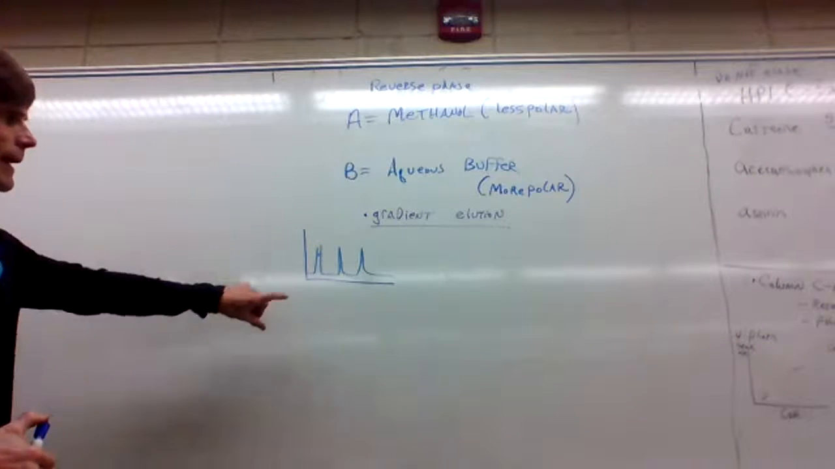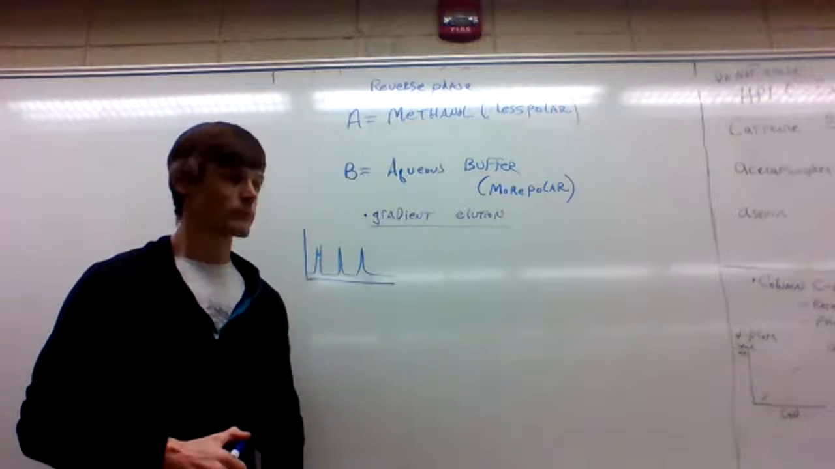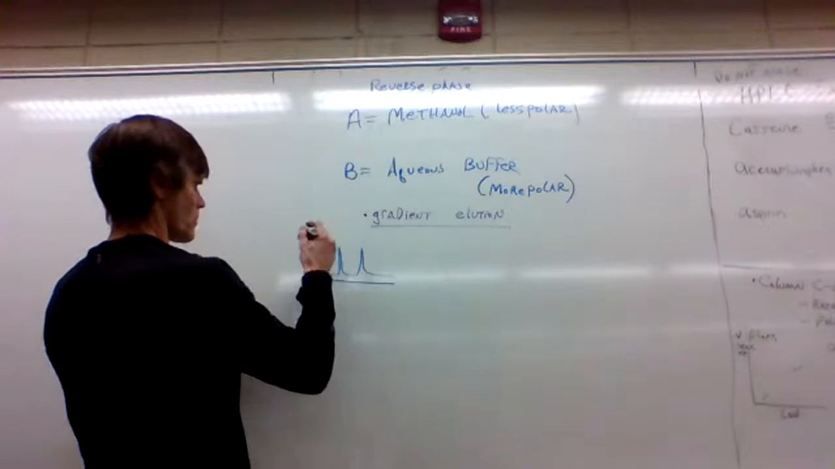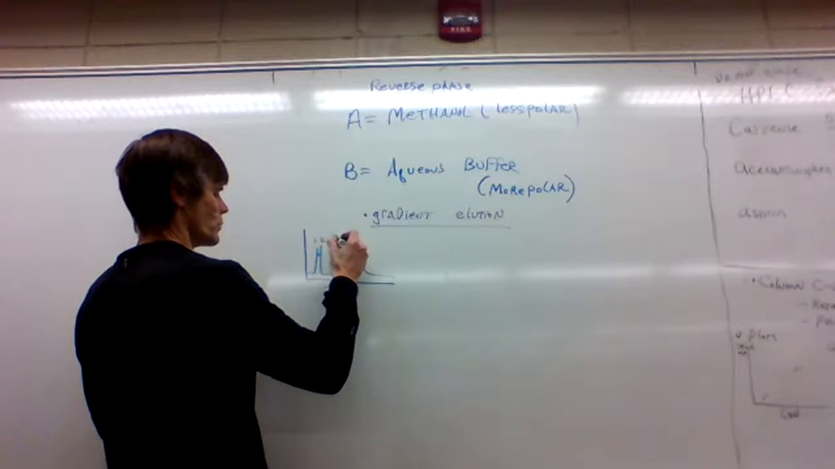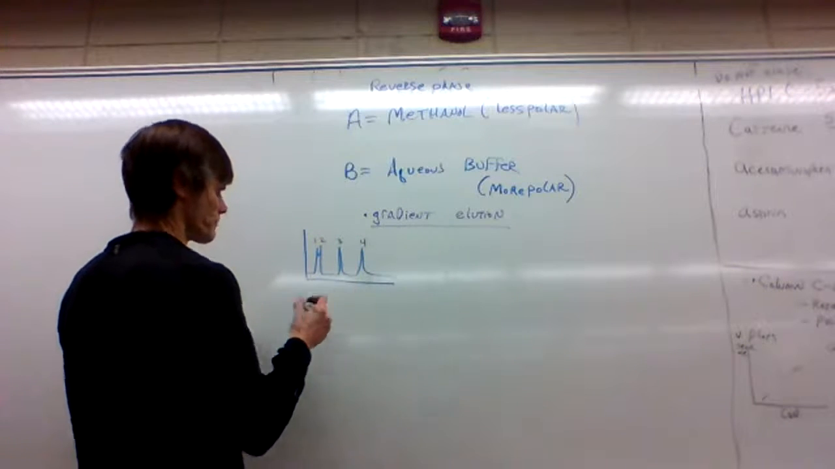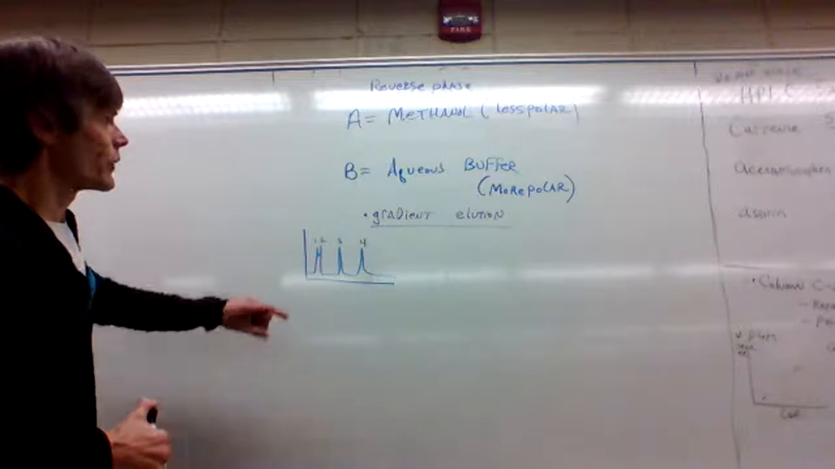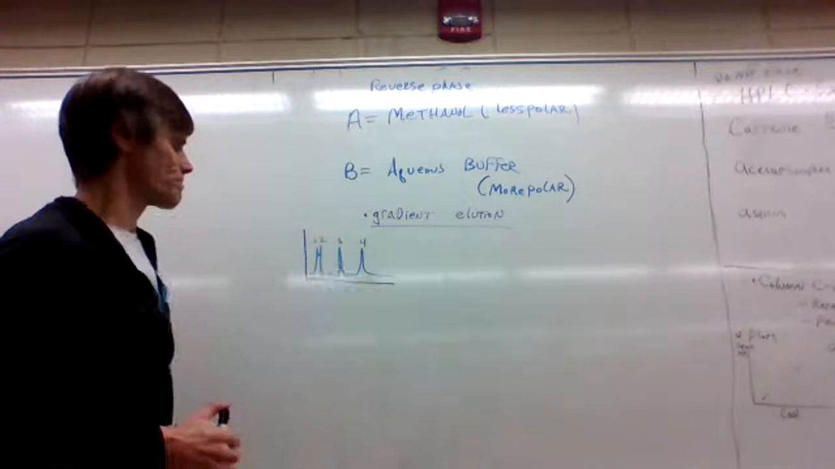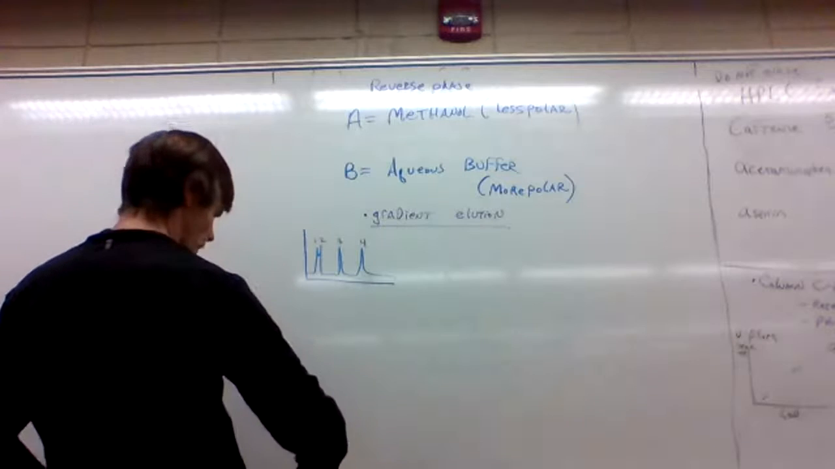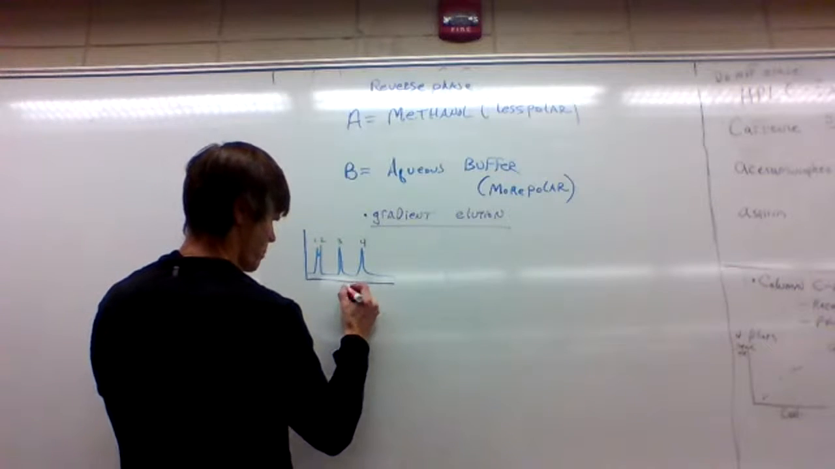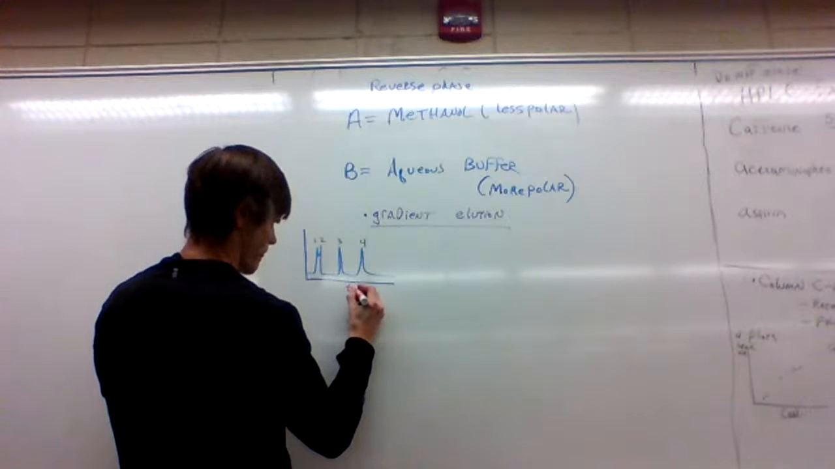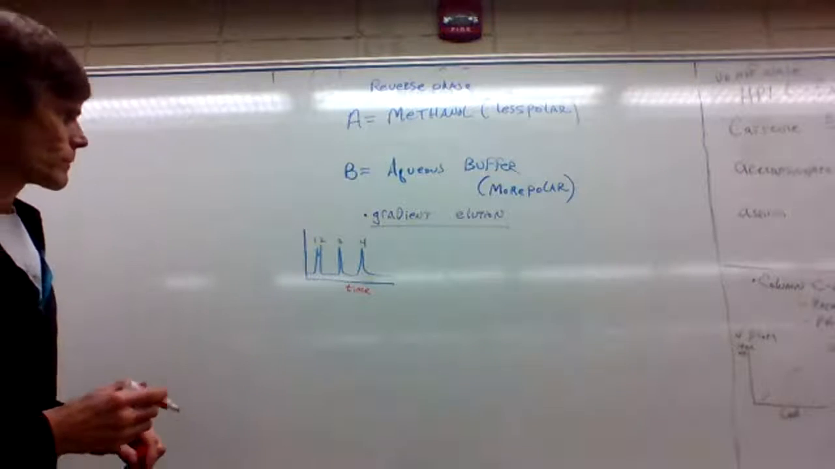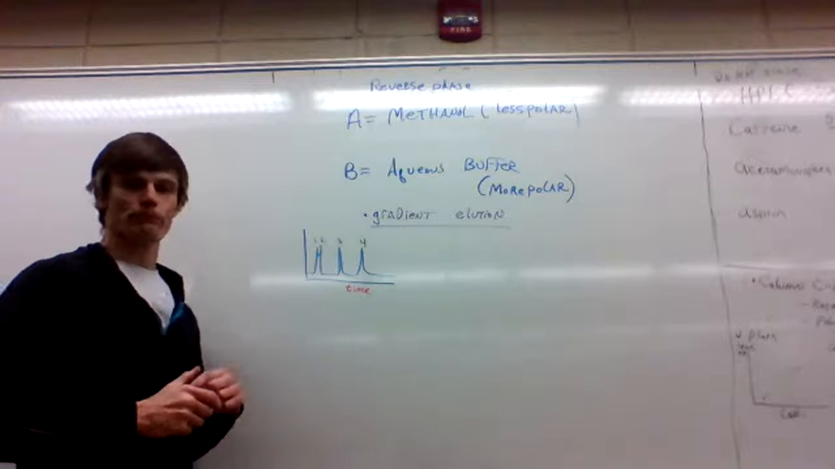And there's what we get at the beginning of our experiment. We have 4 species: 1, 2, 3, 4. And they're in a reverse phase. They're on a non-polar column. And again, this is time. There's time. Okay. First question.